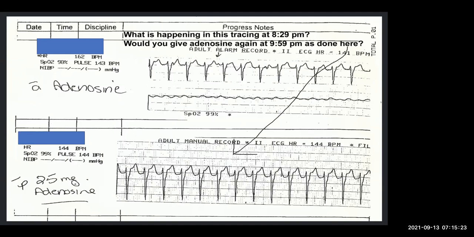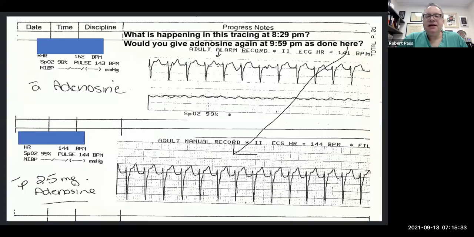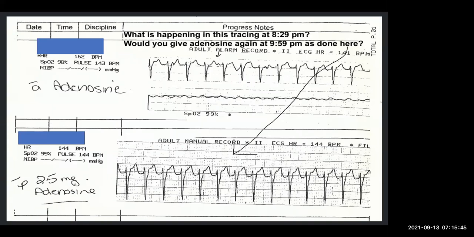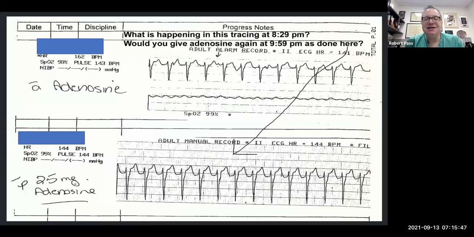Dr. Bass, if I understand correctly, the arrow in the first tracing at 8:29 indicates where the adenosine was given? Yes, I think so. Although since this tracing is literally 20 years old, I don't really remember, and I don't even know who put that arrow there. But yes, that's fine. Let's assume that's when the adenosine was given. Or somebody thought they saw adenosine effect. I don't know. Whatever.